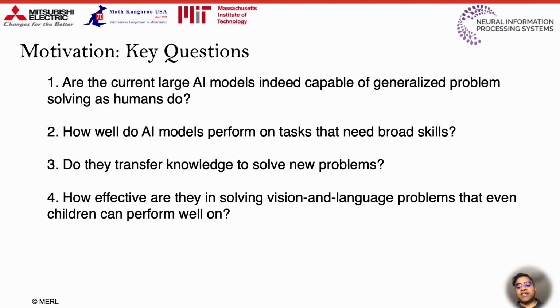In this paper, we seek to find answers to the following questions. Namely, are the current large AI models indeed capable of generalized problem solving as humans do? How well do AI models perform on tasks that need broad skills? Do they transfer knowledge to solve new problems? And how effective are they in solving vision and language problems that even children can perform well on?